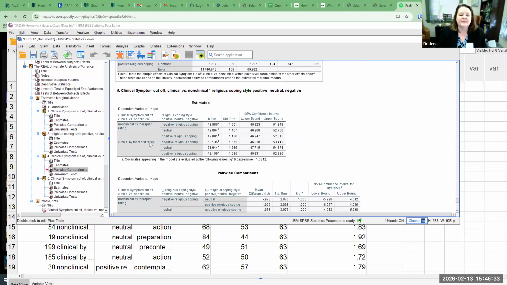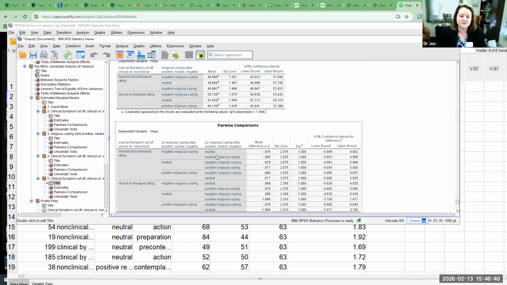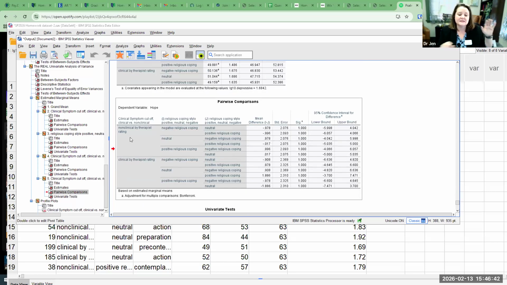But if you go down here, you'll see it the other way. So this is still clinical symptom by religious coping, right? It's got the same 6 mean scores. This one instead first does it by non-clinical and clinical, you see that. And then it compares negative versus neutral, negative versus positive, neutral versus positive, right? And then for the clinical group, negative versus neutral, negative versus positive, neutral versus positive. And that would cover all of the comparisons possible. And you can look over here and see them.